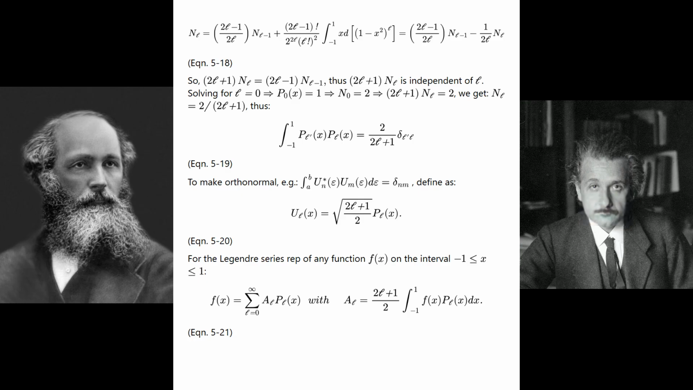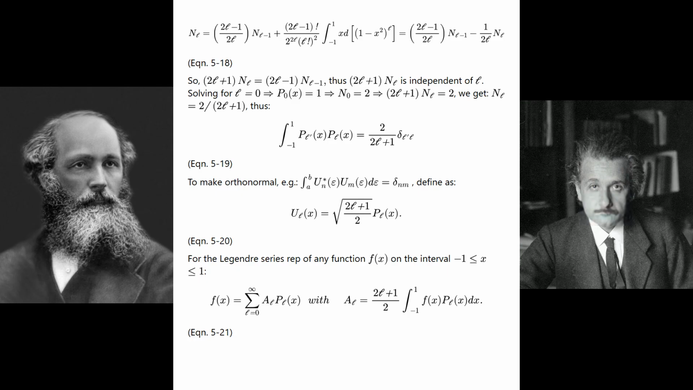Solving for script L equals 0, P sub 0 of x equals 1, so n sub 0 equals 2, so 2 script L plus 1 times n sub L equals 2. We get n sub L equals 2 divided by 2 script L plus 1, thus see equation 5-19. To make orthonormal, e.g., the integral from a to b of u sub n star of epsilon u sub m of epsilon d epsilon equals delta sub nm, define as, see equation 5-20 that follows.